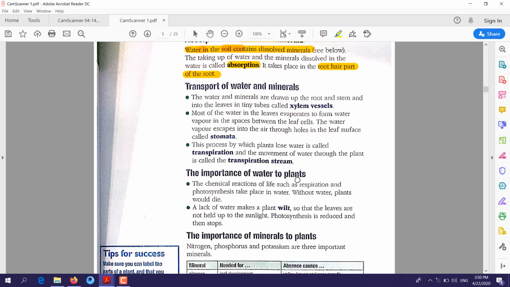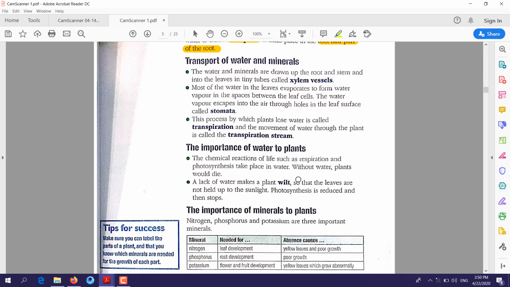Now, after absorption of water, the root and root hair absorb the water and minerals. Now, you will ask yourself, then what will happen? What will happen to this water and minerals? Now this water and minerals need to be transported, to travel to another place. Where, by what, and how?